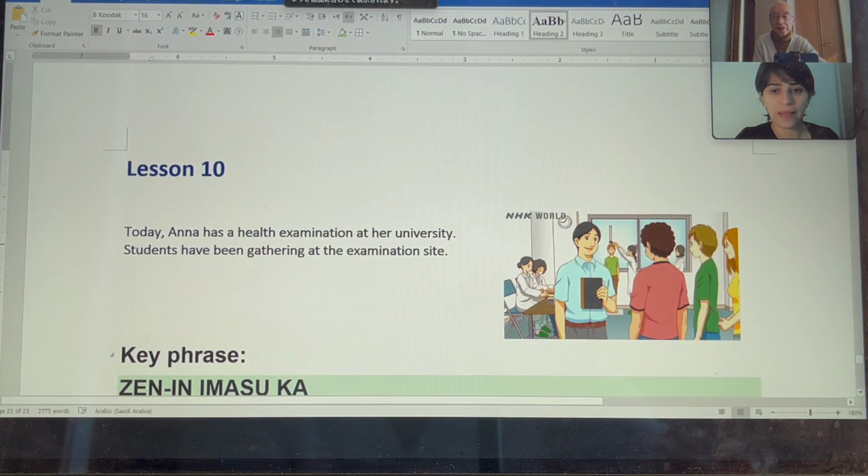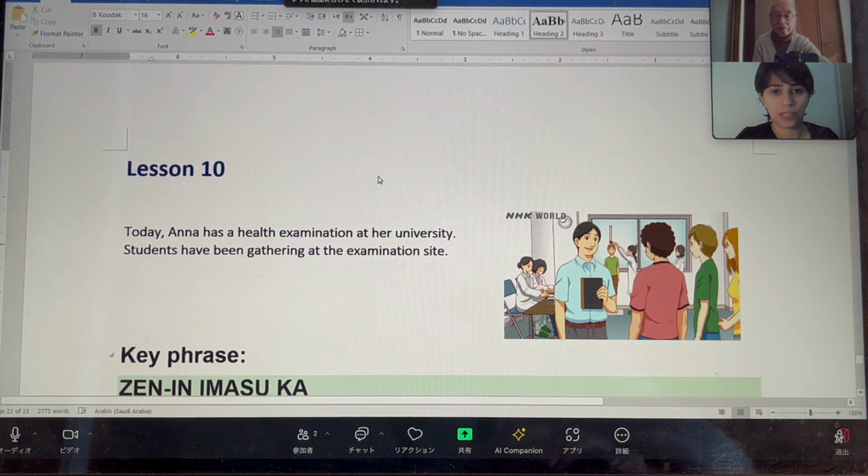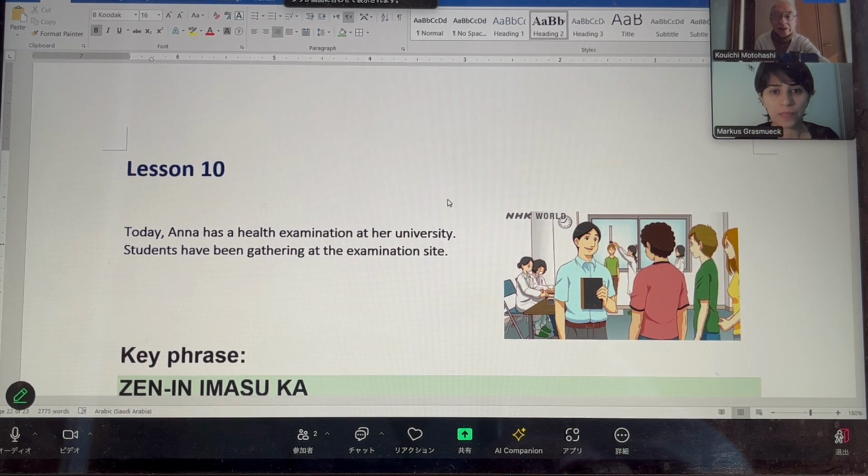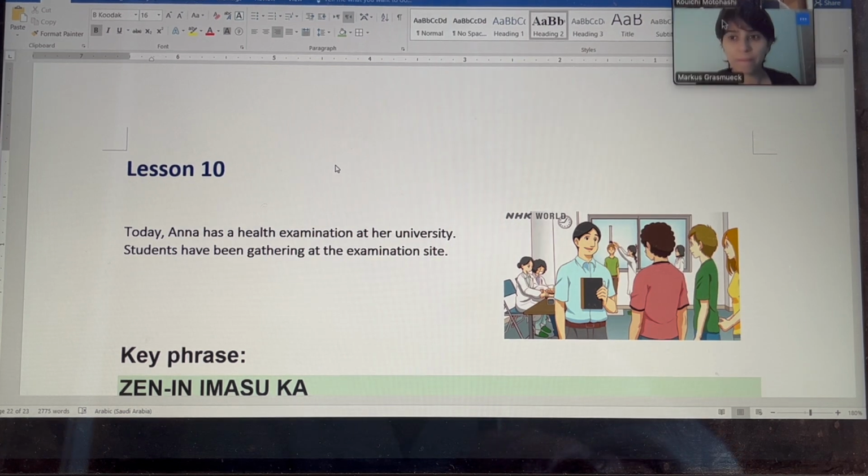So let's start the lesson. Today is lesson 10 of the NHK Radio World Japan. And let me share my screen. Do you see it? Yes.